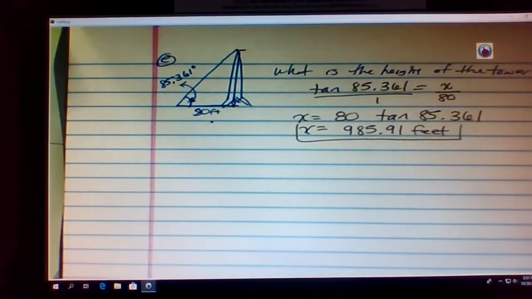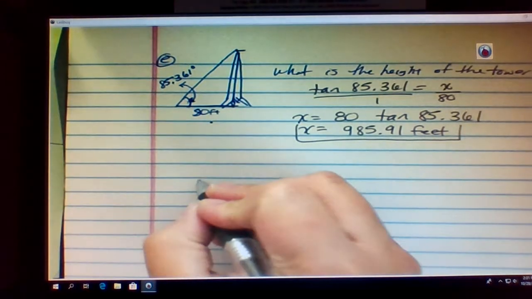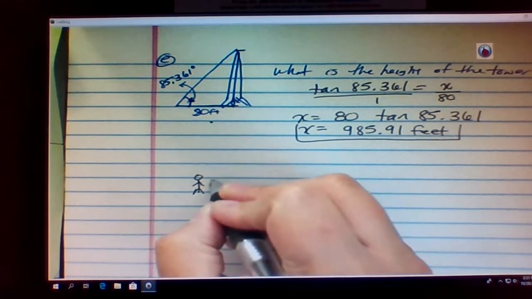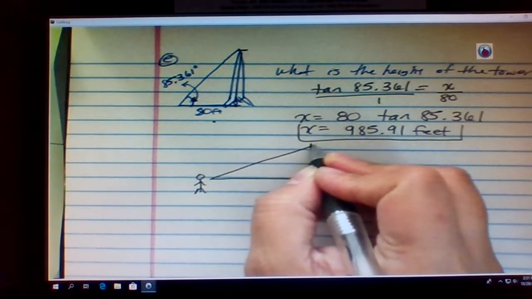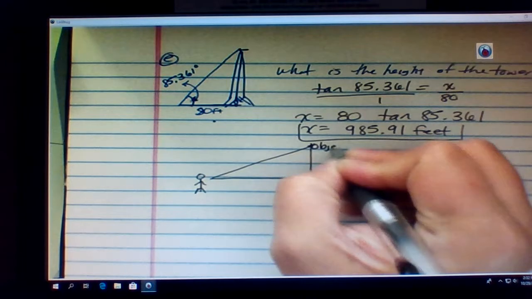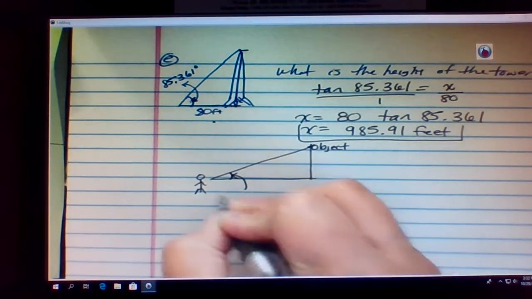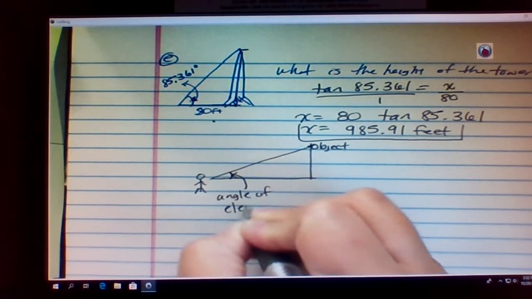Angle of elevation and angle of depression. When you are standing here and they want you to look for an angle of elevation, your object has to be here. You're looking up at it. So this one here is your angle of elevation. And here's your 90-degree angle.